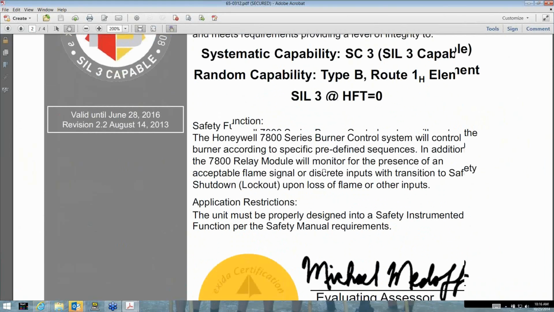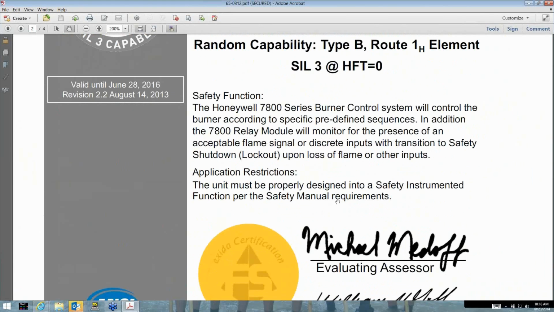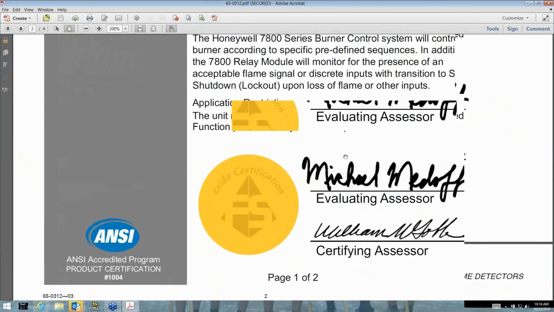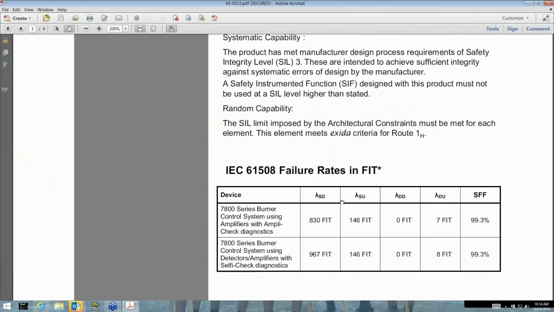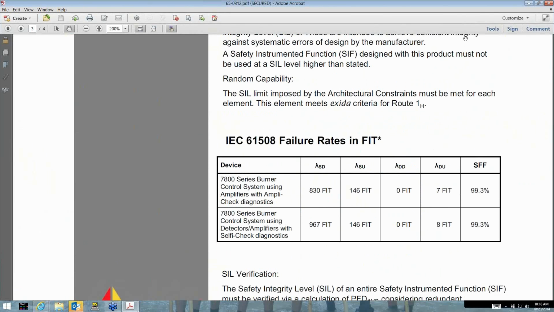And you'll see in the exida certificate it says, and I don't know all these acronyms, I'm not sure what HFT is. Hardware fault tolerance of 0. Okay, there you go. But if you go down further, somewhere in here it talks about safe failure. There you go.